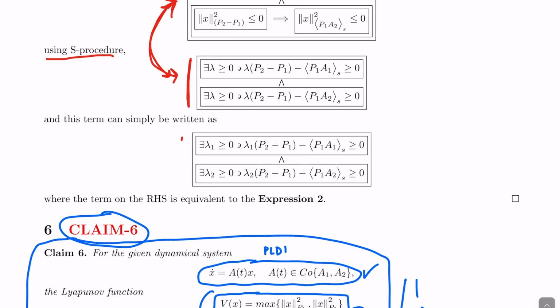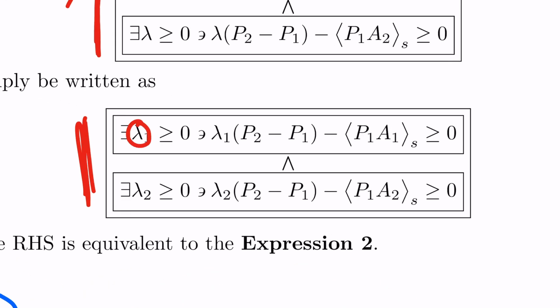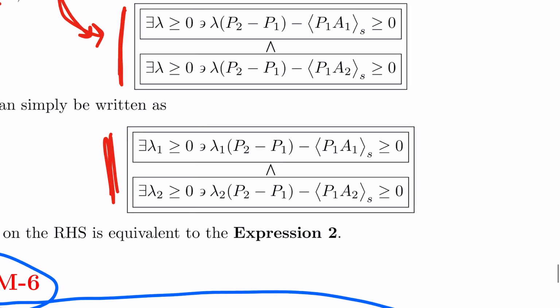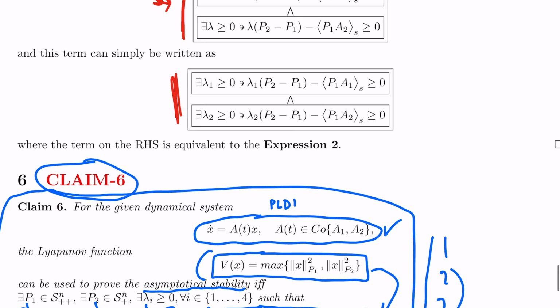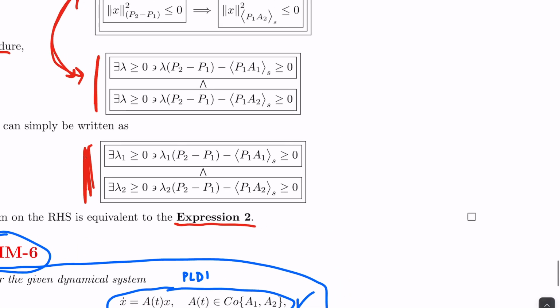Okay, and then I'm just changing the name from lambda to lambda 1, and here from lambda to lambda 2, to make it clear. And this is the expression that we stated in expression 2. So this is the complete proof. Here we have the QED.